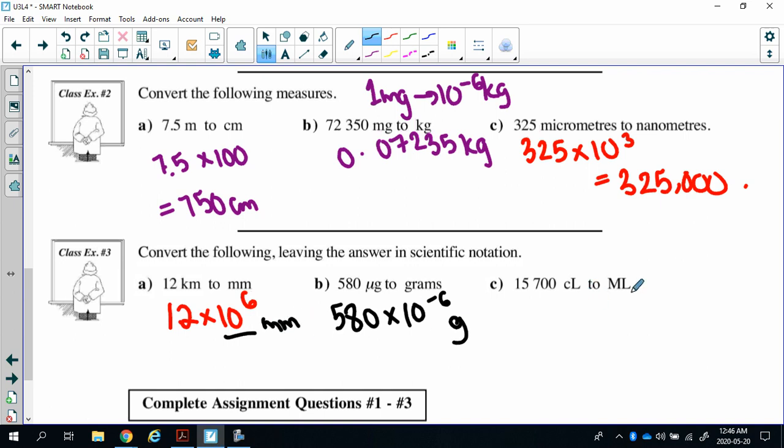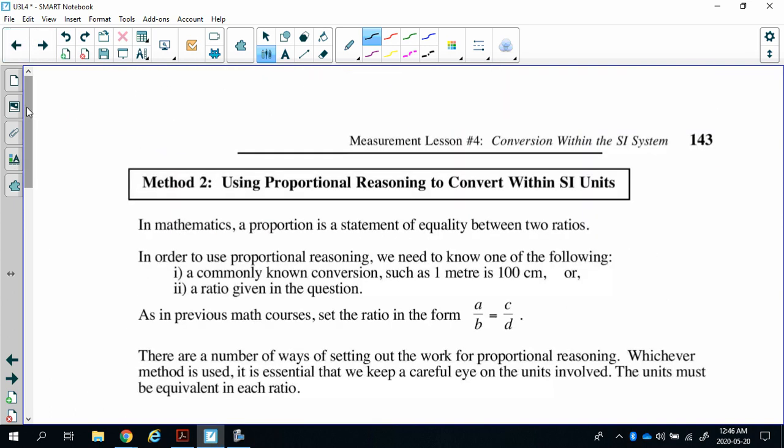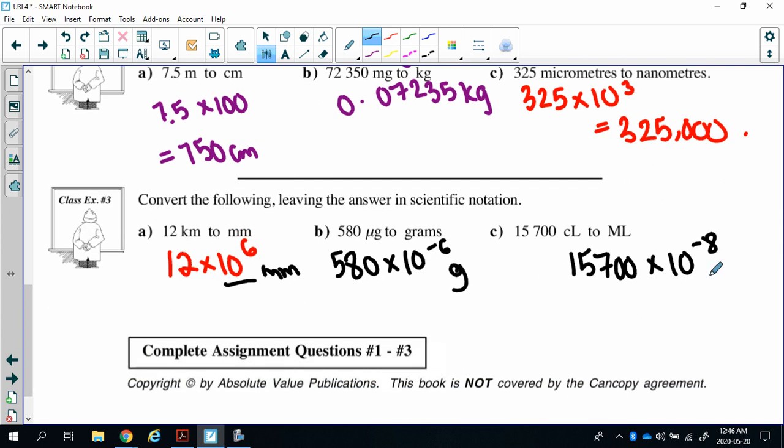And then cL to capital mL, that's going to be times 10 to the negative 8, so 15,700 times 10 to the negative 8. Okay, let's add the unit for that one.